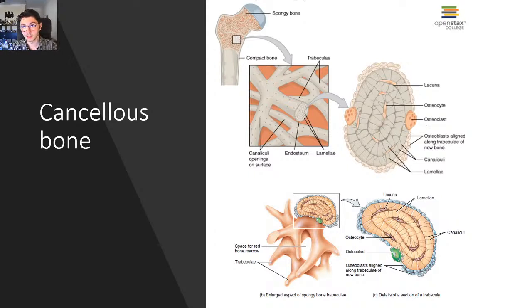Now, same thing, you have an osteoclast on the outside, you have osteocytes within the tissue, you have your lacunae where they sit, and you have your lamellae, which is sort of the rotations of the tissue.